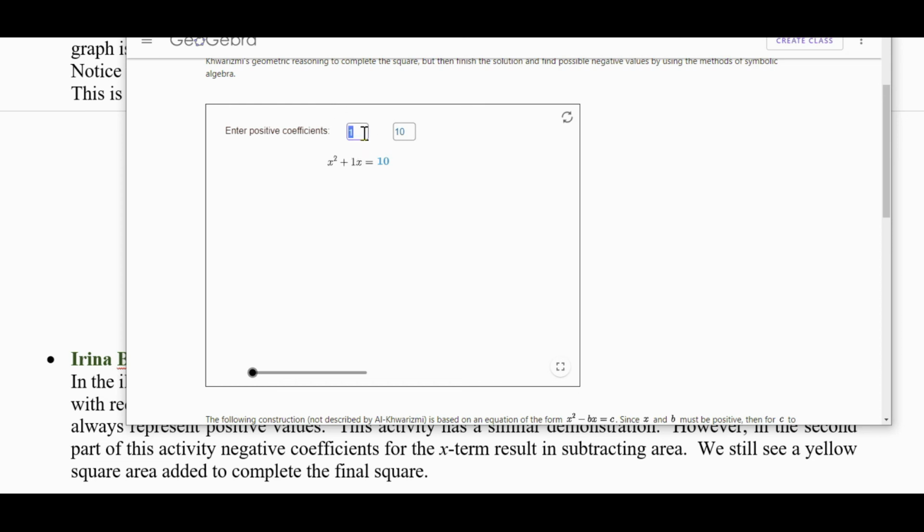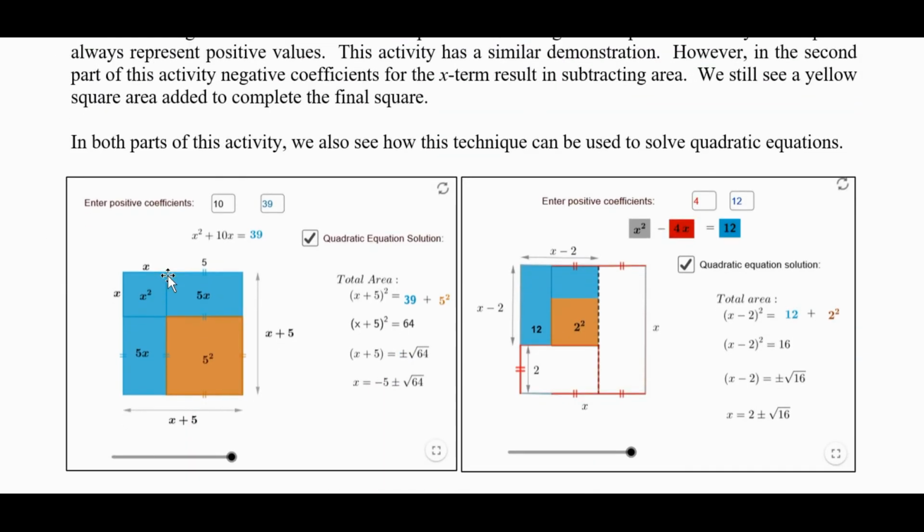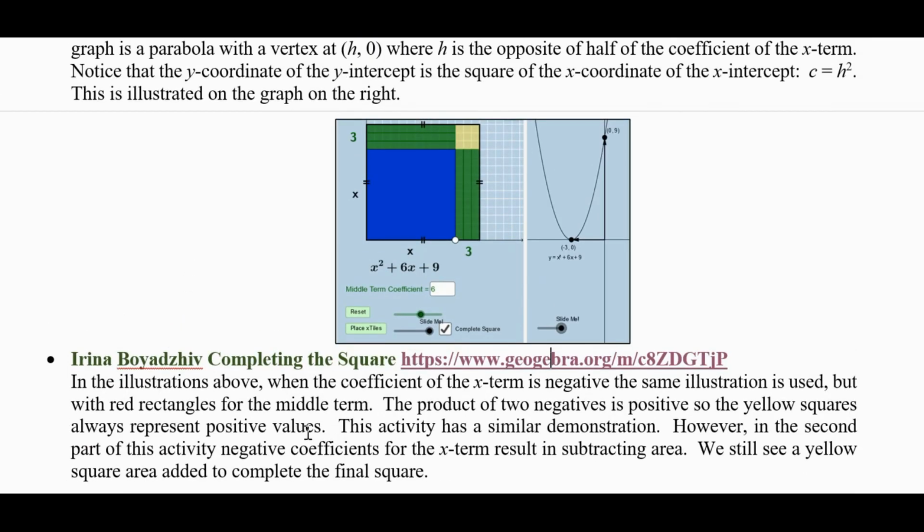It may not illustrate it. Yep, it's not allowing me to put in a negative there. But the same process would work even though the illustration might not be exactly the same. Oh, actually, this one does. This one requires a positive, excuse me.